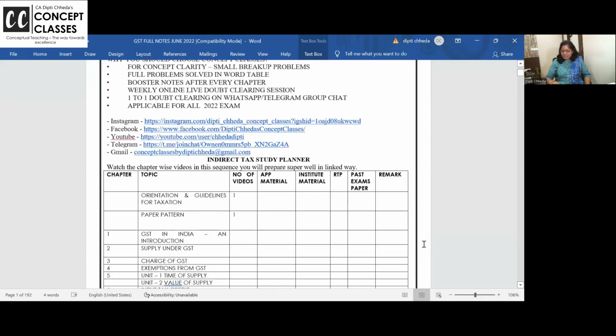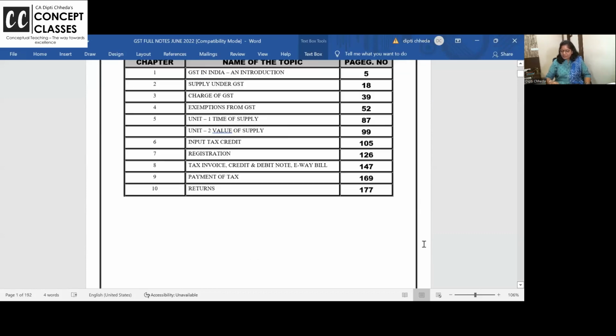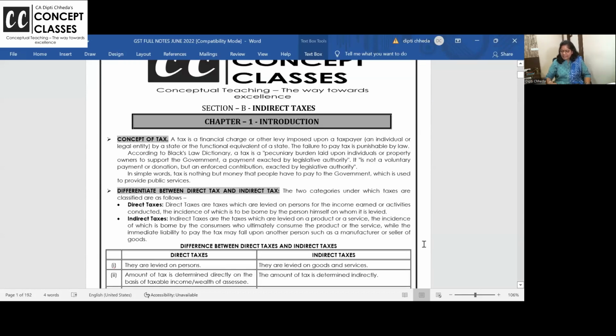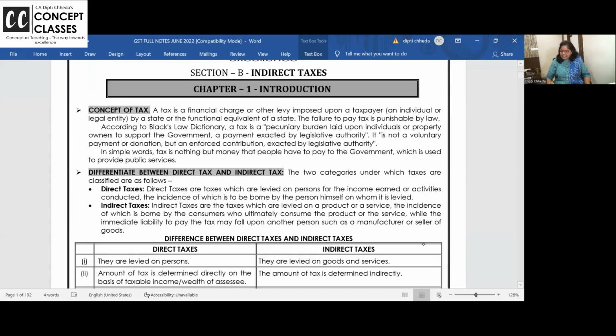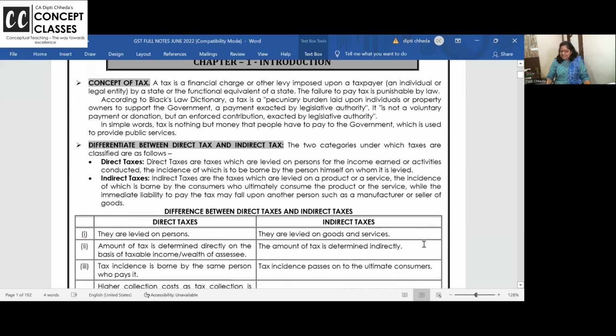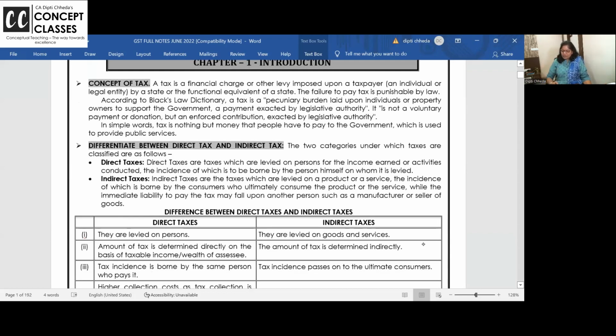See all the instructions, you have to carefully see how many videos are there, all the index is there. And here we begin with your first chapter. Direct taxes are taxes which are levied on a person for income earned. Incidence is borne by himself. You know, your income, you have to pay the tax. Indirect taxes are taxes which are levied on a product or on a service, the incidence of which is borne by the consumer who ultimately consumes the product or service. And indirectly it goes on to the government.